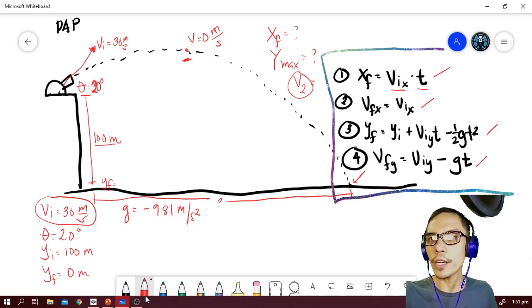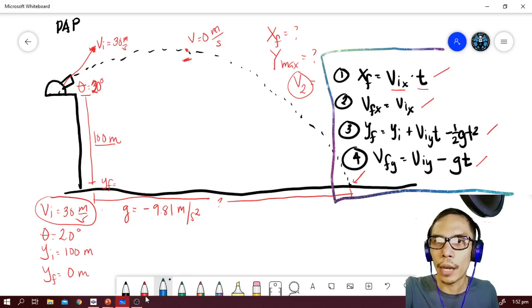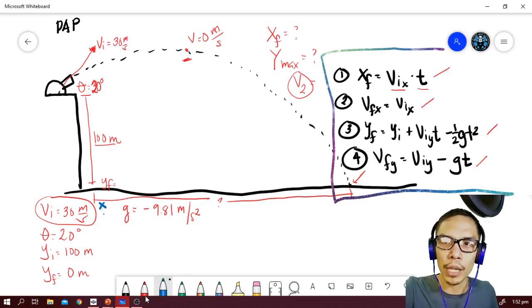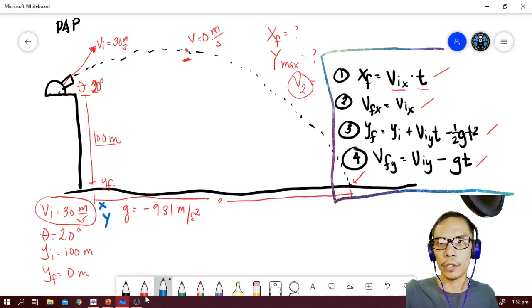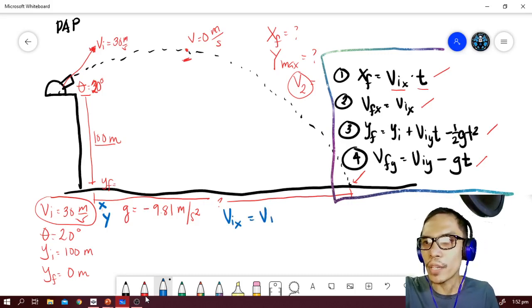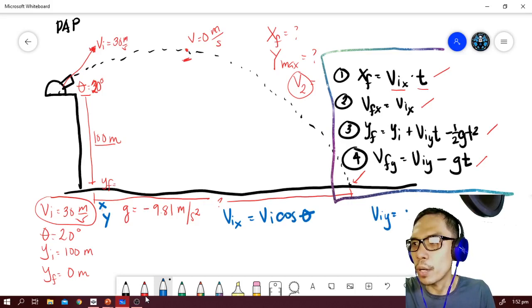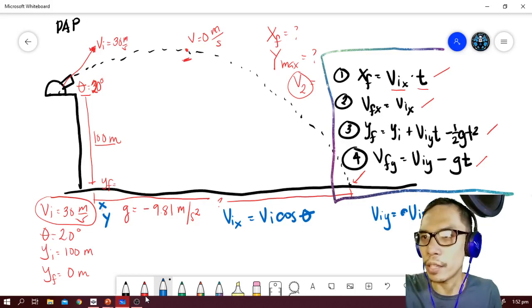So first things first, before we start using these, let's break the v sub i into its x and y components. Here it goes. In order to break down the v sub i into v sub ix, we have v sub i cosine theta, and we have v sub iy is equal to v sub i sine theta. So there you have it.